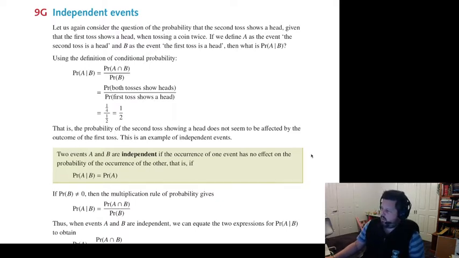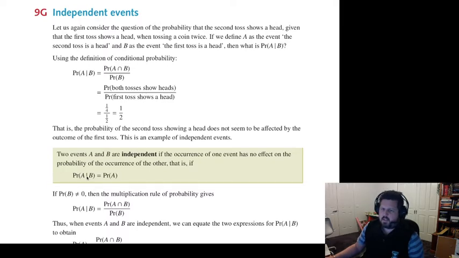What you do need to note is this bubble box here, which says that if two events A and B are independent, they are independent because the occurrence of one event has no effect on the probability of the occurrence of the other event. So if you have a scenario like we just spoke about, where the probability of A given B is just the probability of A, and it doesn't interfere with the other one, it has no effect, then these events are said to be independent.